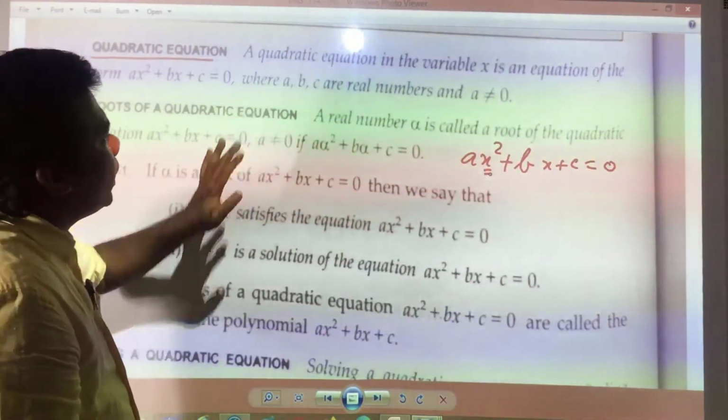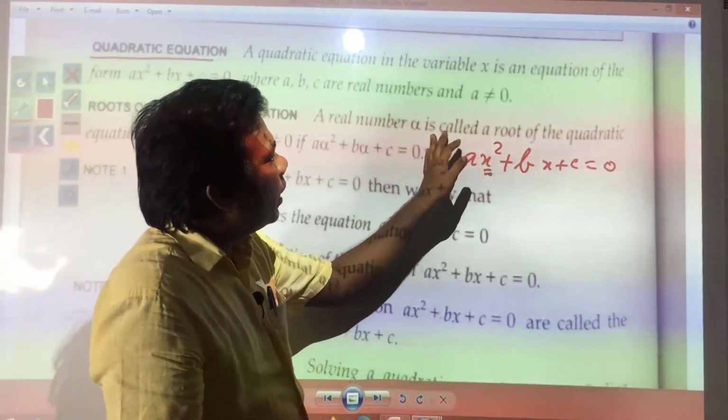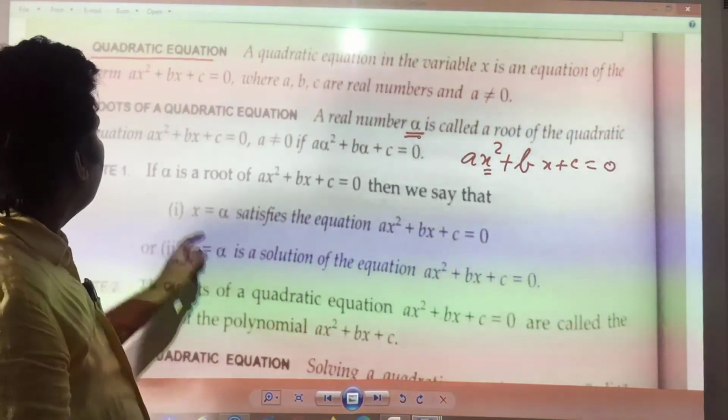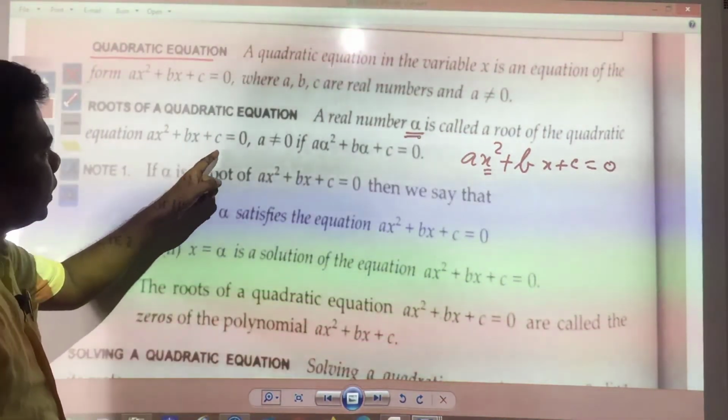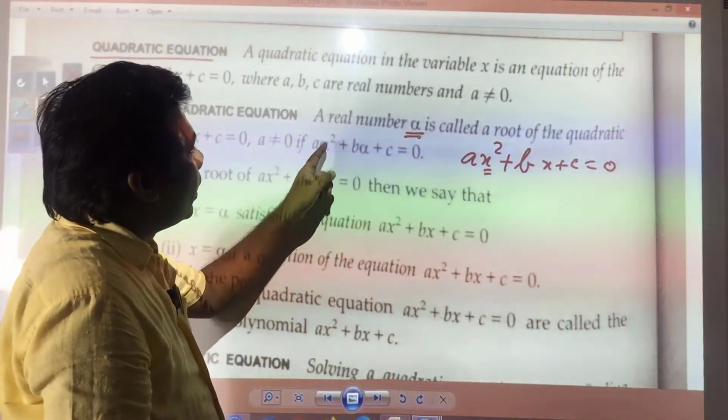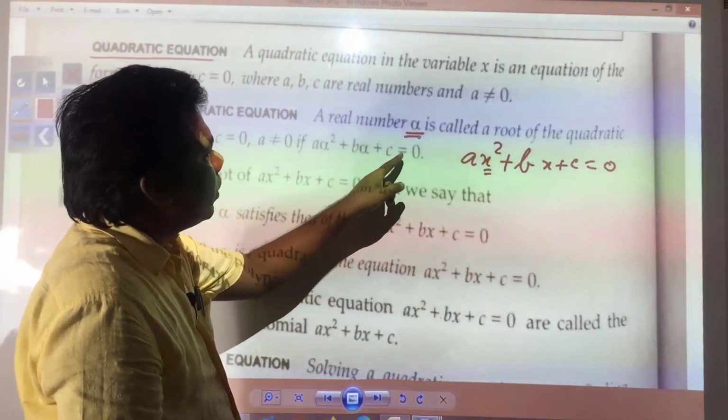Roots of a quadratic equation: a real number alpha is called a root of the quadratic equation ax square plus bx plus c is equal to 0, where a is not equal to 0, if a alpha square plus b alpha plus c is equal to 0.